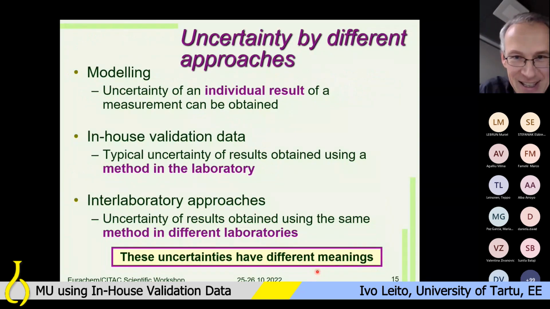So let us look at the uncertainty that is obtained by the different approaches. I already mentioned that, but here we can see some summary. With modeling, you can get the uncertainty of an individual result. Your result of this sample on this particular day. With this in-house validation data approach, you get the typical average uncertainty of your method, as applied to different kinds of samples.